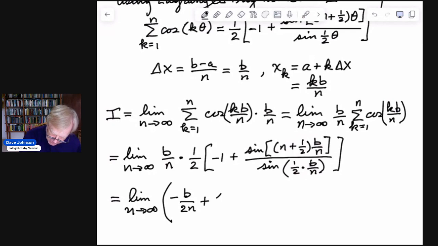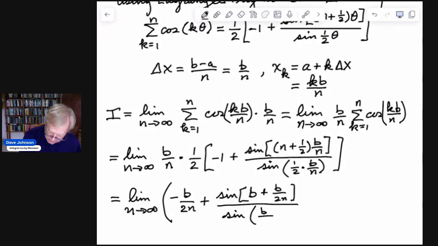And so we get sine of, now b over n times n just gives you b plus, and then 1/2 times b over n is b over 2n, and divide by sine of b over 2n. And I forgot, this is times the b over 2n multiplying this whole expression. So let me write that here. So b over 2n.